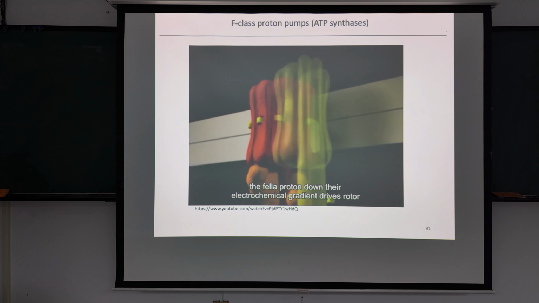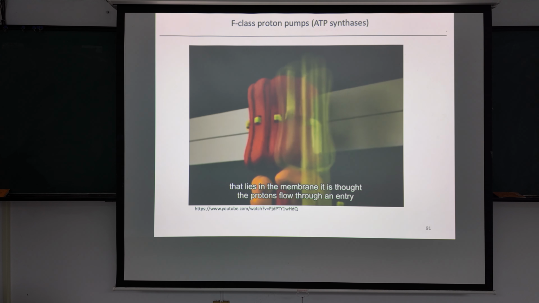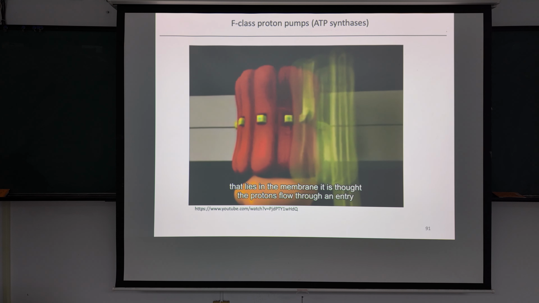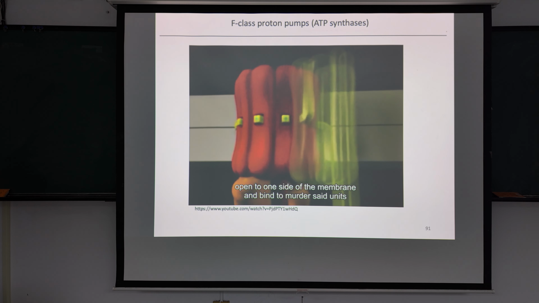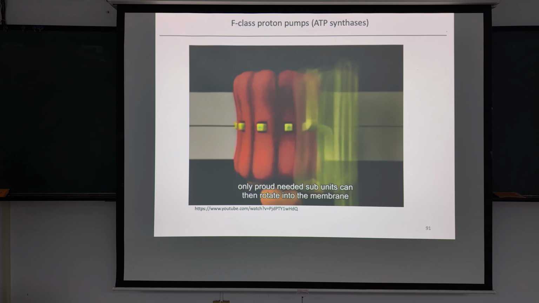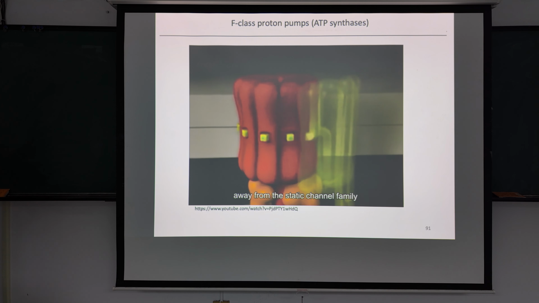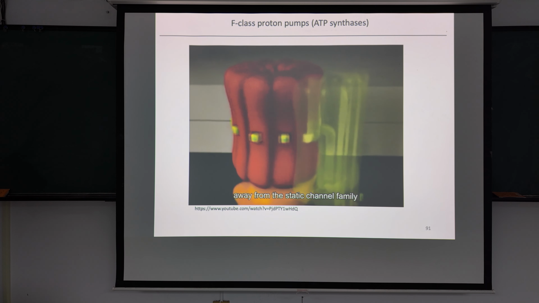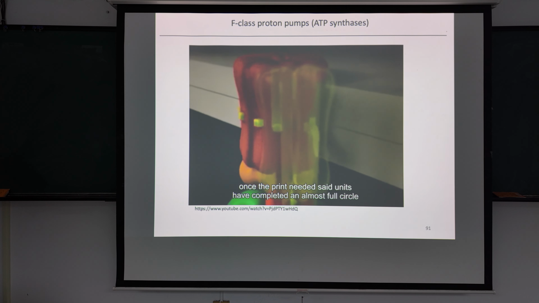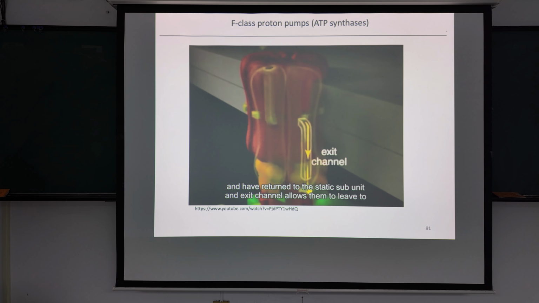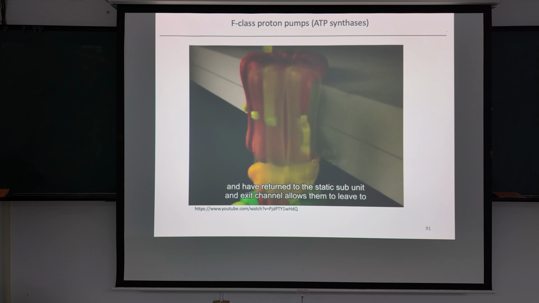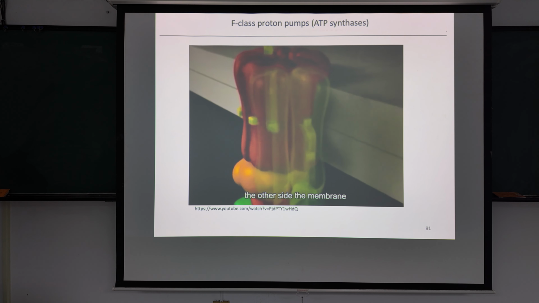The flow of protons down their electrochemical gradient drives a rotor that lies in the membrane. It is thought that protons flow through an entry open to one side of the membrane and bind to rotor subunits. Only protonated subunits can then rotate into the membrane, away from the static channel assembly. Once the protonated subunits have completed an almost full circle and have returned to the static subunits, an exit channel allows them to leave to the other side of the membrane.